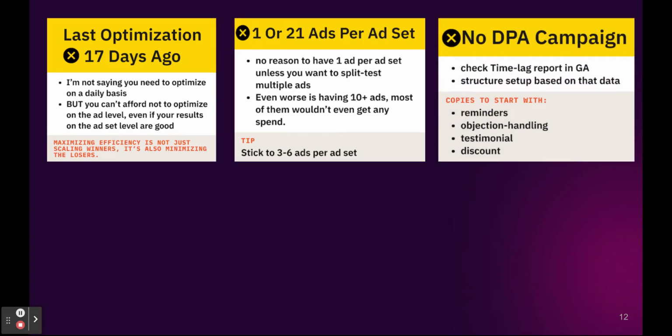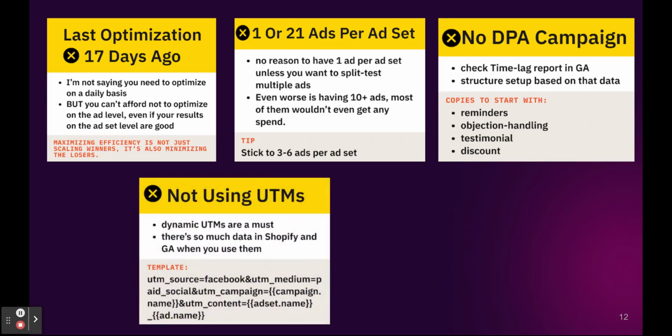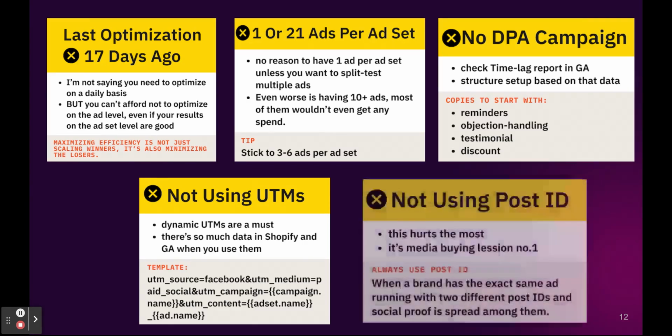You need to check your time lag in Google Analytics and set up your DPA campaign based on the data from Google Analytics. Start with copies like reminders and objection handling. They're not using UTMs, so you should always use dynamic UTMs. It gives you so much data you can work with in your Shopify and Google Analytics. They're not using the post ID. Personally, this hurts the most. I think it's media buying lesson number one, because it acts as a unique identifier and you're gathering the social proof.